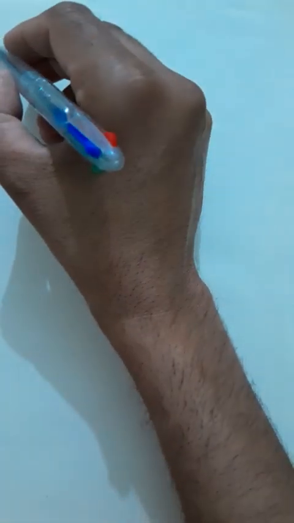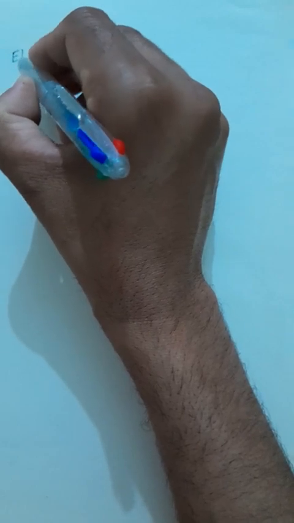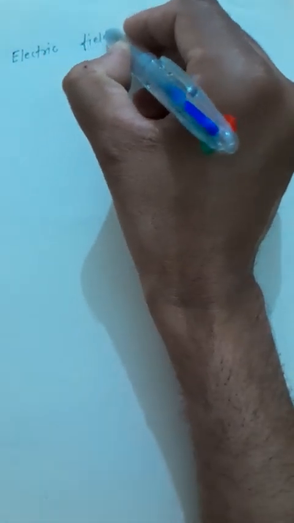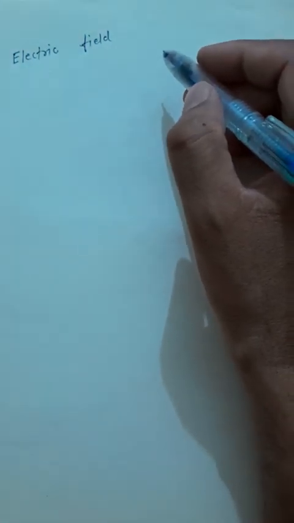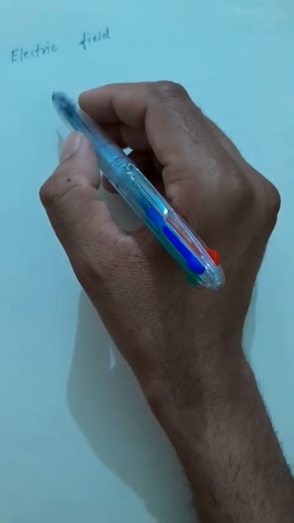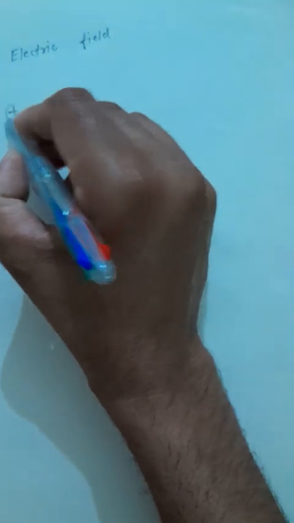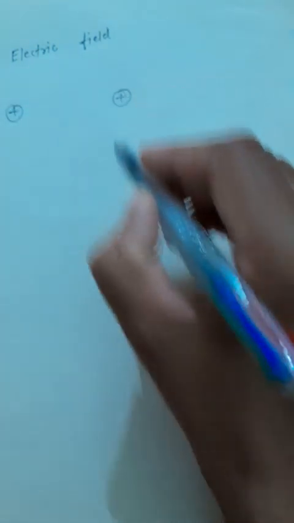What is the electric field line? What is electric field? Why has it been introduced? We know from our knowledge, from our experiments, that two positive charges repel each other.